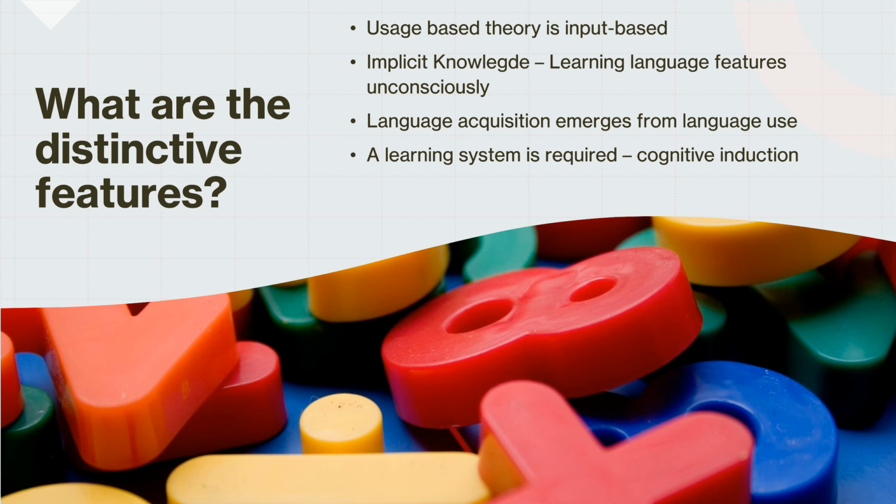1. Inputs. This theory is input-based. 2. Implicit learning. Learners acquire language constructions unconsciously. 3. Usage. This theory states that language can only be learned through use. 4. Presence of a learning system. That is, cognitive induction.